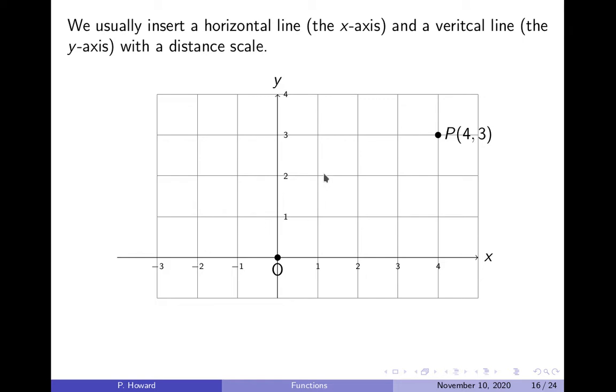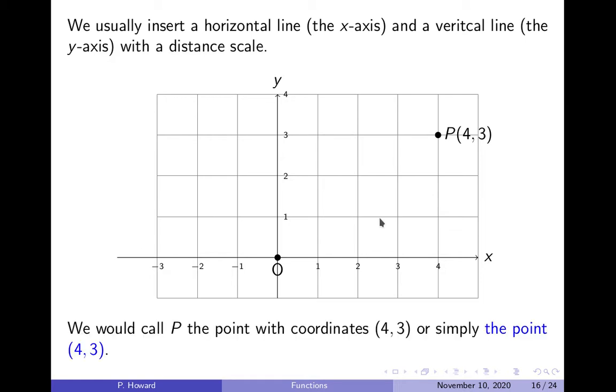And then it's also helpful to add these grid lines. Those make it easier to approximate the coordinates of points in the coordinate plane. So what we see here is really a completely drawn coordinate plane. So we would call P the point with coordinates 4, 3. Or we might simply say the point 4, 3.